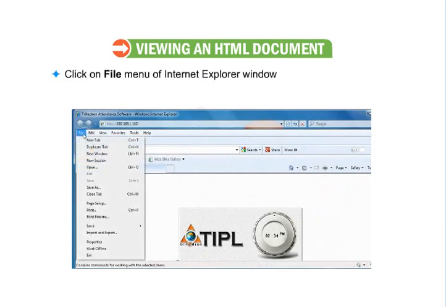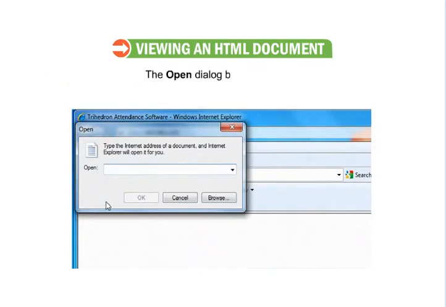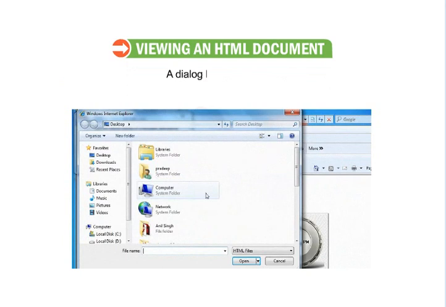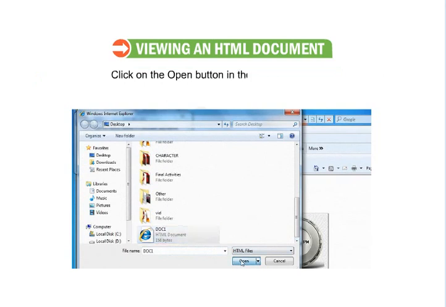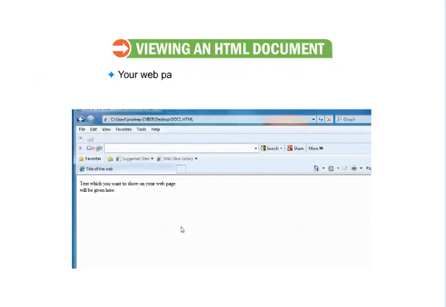Click on the File menu of the Internet Explorer window and select Open. The Open dialog box will appear. Click on the Browse button to locate the HTML file. A dialog box will appear. Choose the path where you have stored your HTML document and select your file. Click on the Open button in the Open dialog box. Your web page will be shown in the web browser.